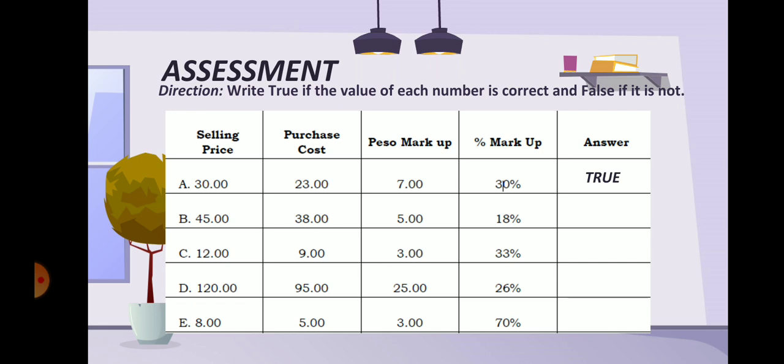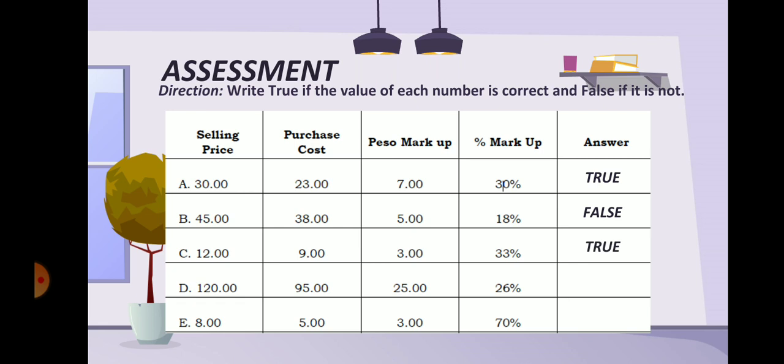Next, 45 pesos, the selling price. Purchase cost is 38 pesos. Then the peso markup is 5 pesos. Then the percentage markup is 18%. Okay, is it true or false? False. Next, selling price 12 pesos, purchase cost is 9 pesos, peso markup is 3 pesos, then the percentage markup is 33%. True or false? It's true.